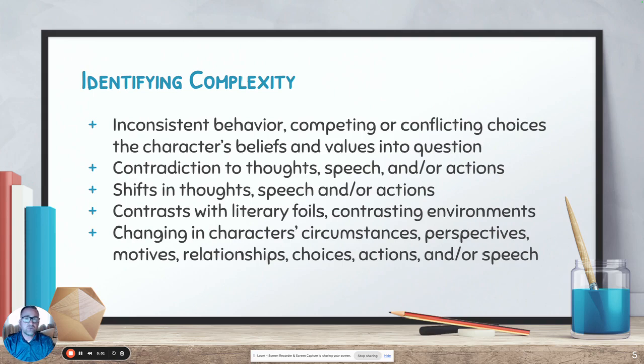Contrasts or literary foils. Two opposing characters who have different viewpoints on different things might create complexity. Changes in character circumstances, perspectives, motives, relationships, choices, actions, and/or speech. Any fluctuation, anything that causes tension, anything that causes conflict, typically will be representing complexity, and you want to look for that as you read.